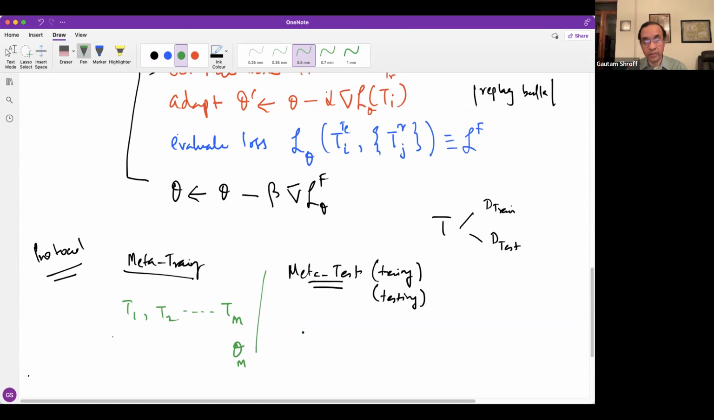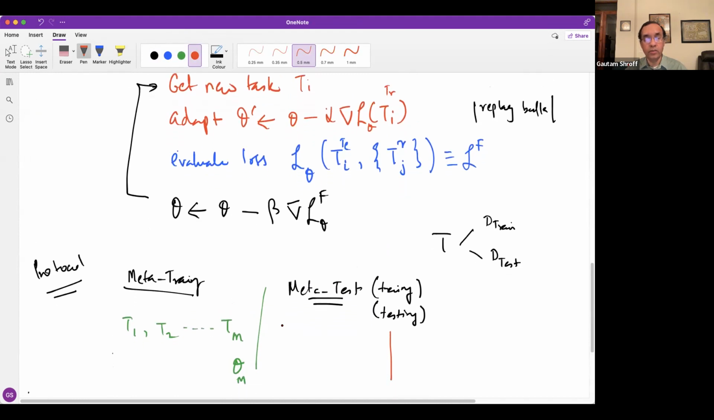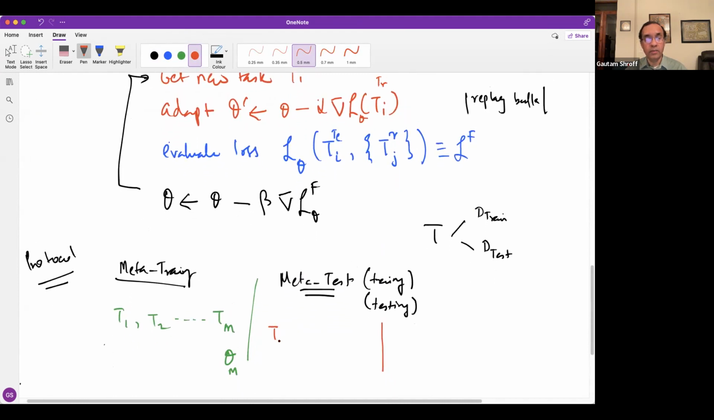And here you're going to do a meta. But in this part, there'll be two phases. There'll be this meta test training. In that meta test training, you will keep doing this, right? So you're going to do this. You keep this T m plus 1 to T n, and you'll do adaptation.